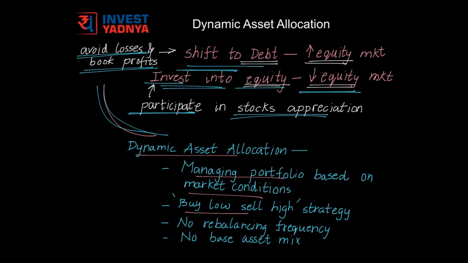It is a buy low, sell high kind of a strategy where the rebalancing has no frequency as it is based upon market conditions and there's no base asset mix. And hence, the equity component can be as high as 100% in your portfolio when the equity markets look good to be invested in.